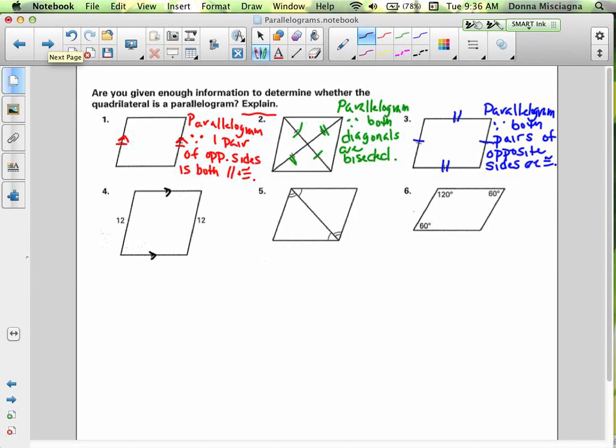None of these, by the way, are drawn to scale. They're just a quadrilateral, and some information is put in here. Having one pair of sides parallel and another pair of sides congruent, that's an isosceles trapezoid. So the information we're given is really a figure that looks like this, because we don't know that these sides are congruent. Unless these sides are congruent, that can't be a parallelogram. This would just be an isosceles trapezoid. So not a parallelogram.